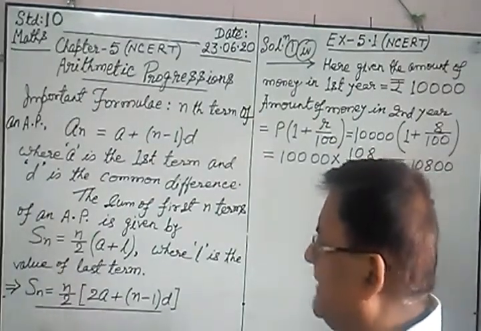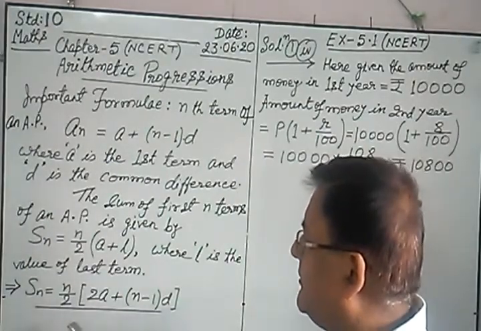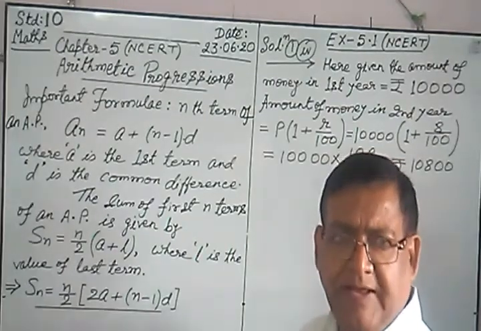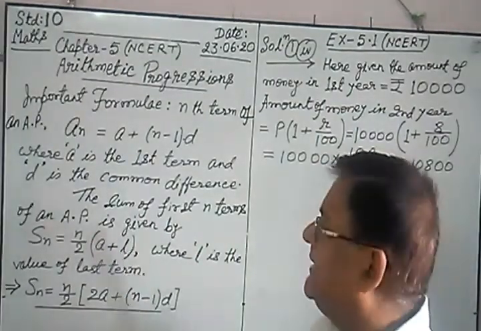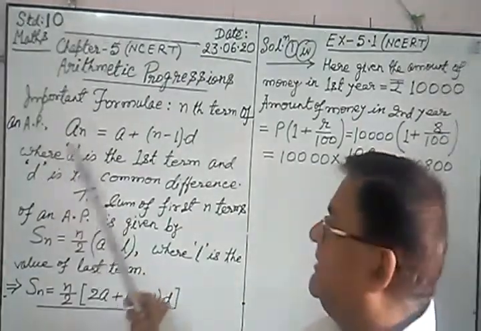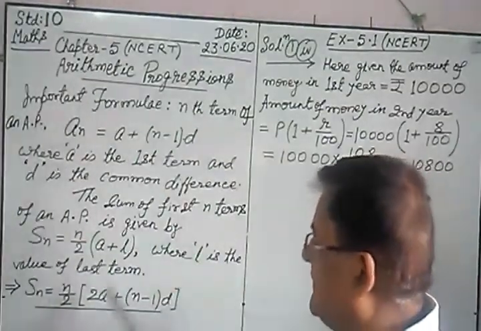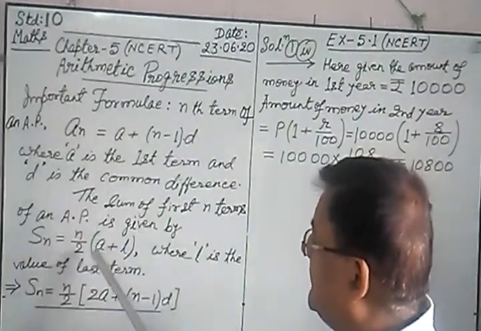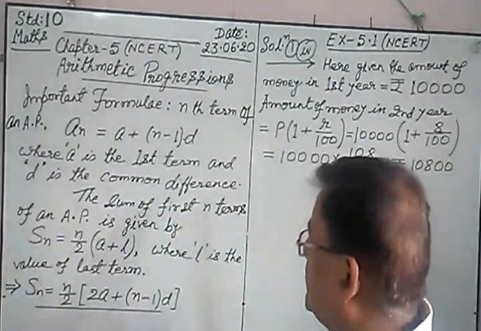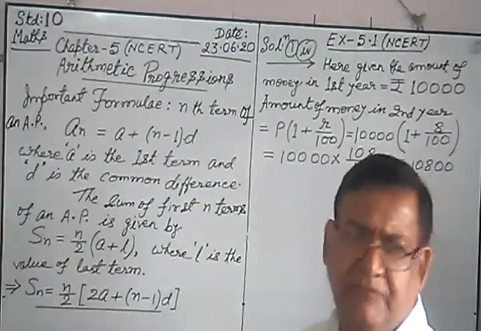Now let us change this formula into another form. Sn equals n upon 2, here a is there, but for l, the last term, which is the nth term, we put its value. When you put this expression here, a plus a becomes 2a, and the other part is (n minus 1) into d. This is all about the formulas.